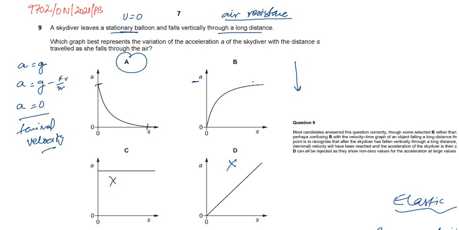So this graph is the best representation. Why? Because at a certain distance, the acceleration becomes zero. So option A is the right answer.